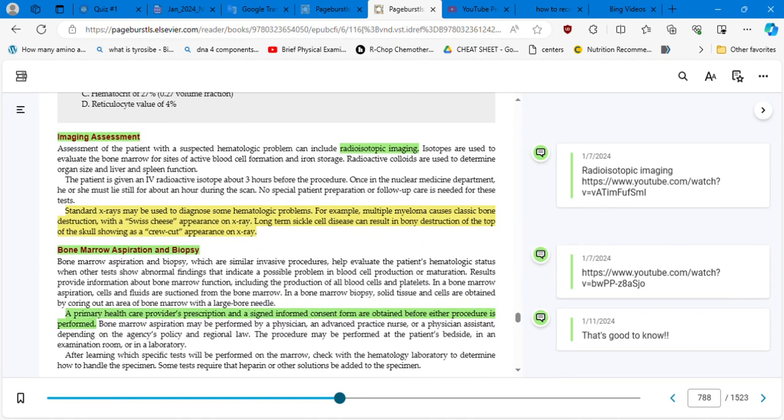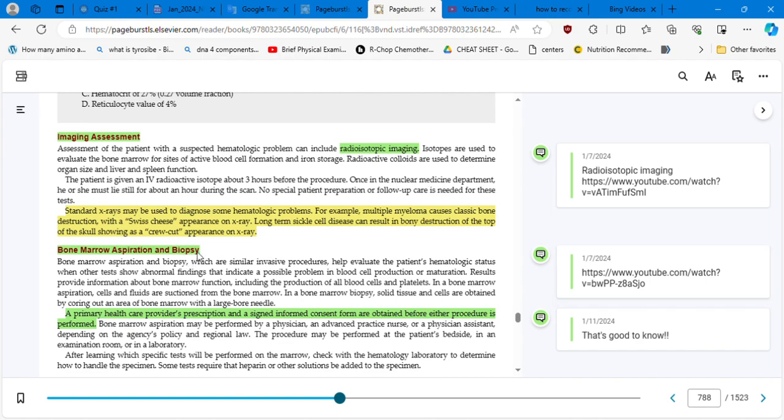Imaging assessment. So you have the radioisotopic imaging. That is going to be in a similar machine where we conduct the MRIs, okay, and they are going to inject fluid, IV. Then you have the X-rays to diagnose some hematologic problems, and for the radioisotopic imaging, this link is going to be in the file that I'm going to supplement for lectures 36 and 37.